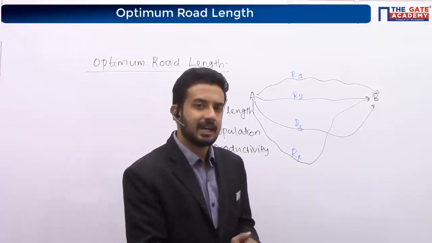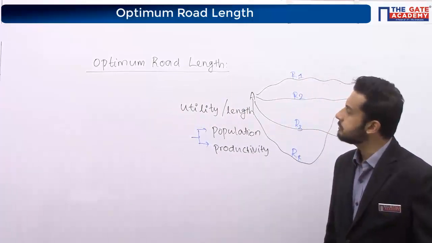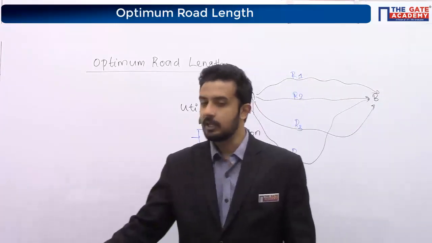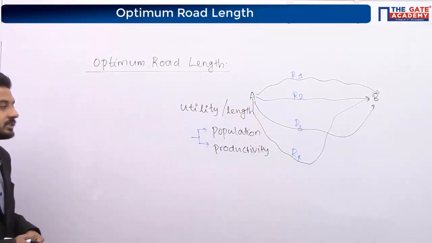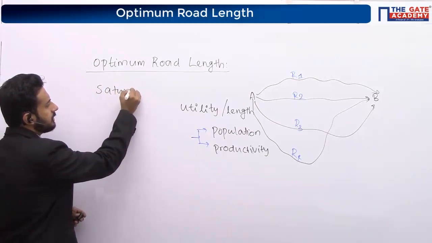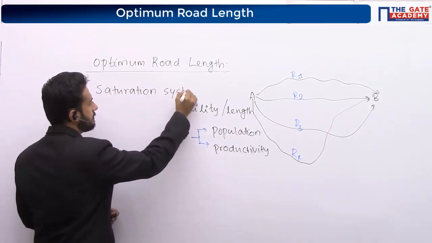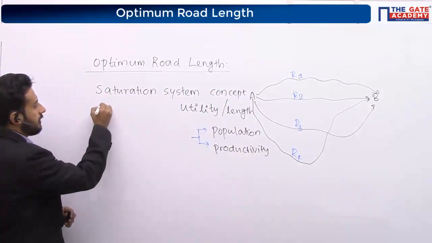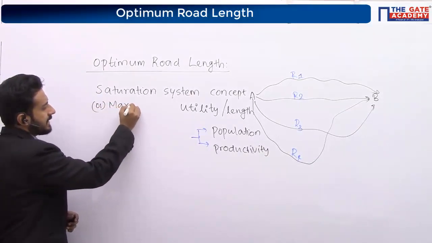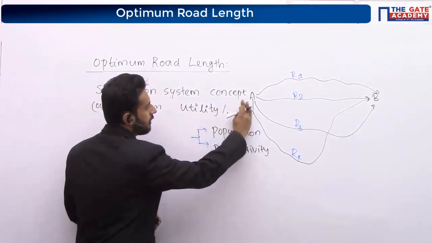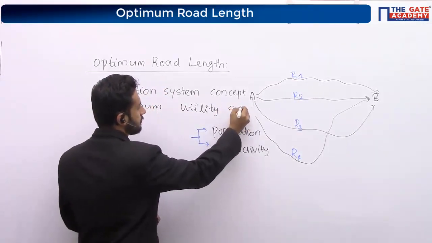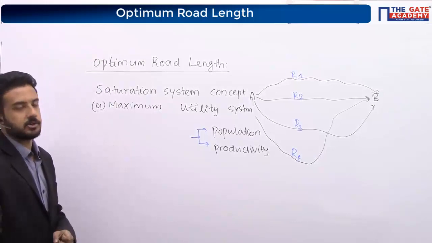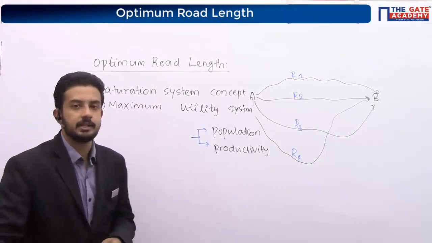The optimum road length is calculated based on saturation system concept, or it is also called maximum utility system concept.